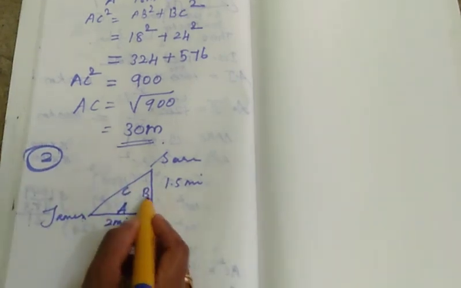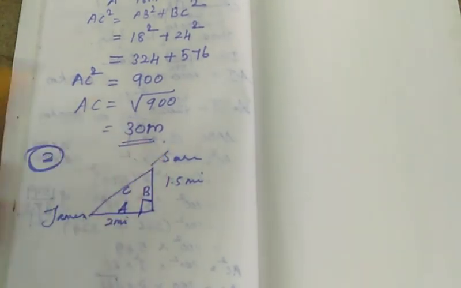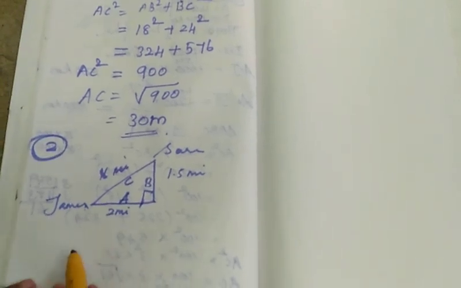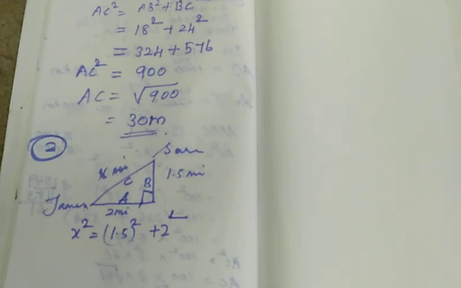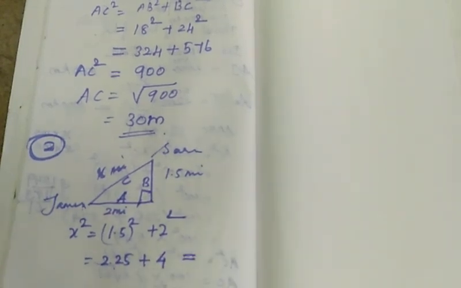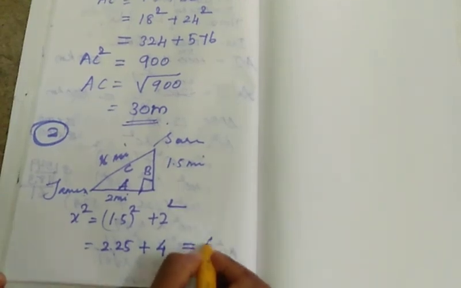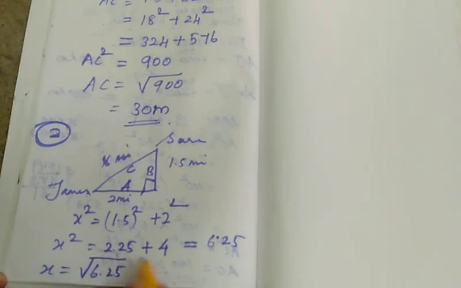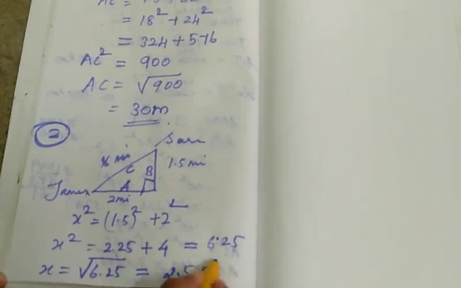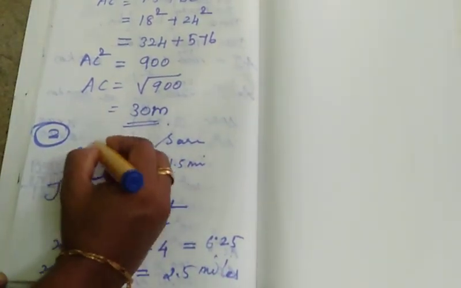You have to find which path is shorter and by how much. By looking at this picture, what is this angle? Yes, 90 degrees. A street and B street values we know. Let's find C street. It is a right angle triangle, so by Pythagoras theorem, let it be X miles. X square is equal to 1.5 the whole square plus 2 square. 1.5 square is 2.25, plus 4, is 6.25. So X is the square root of 6.25, which is 2.5. So the direct path is 2.5.